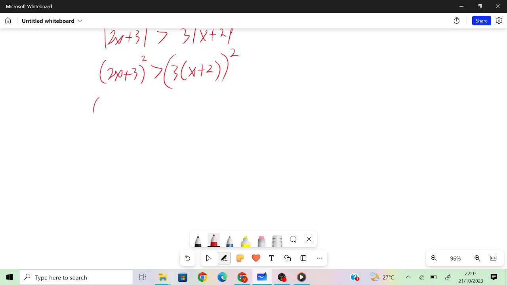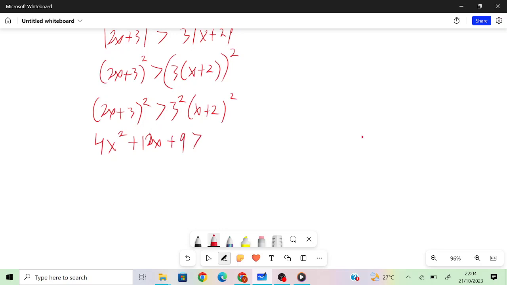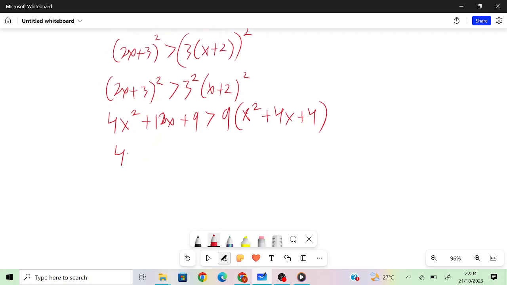So we have (2x + 3) all squared greater than 3 squared into (x + 2) all squared. Now we can go ahead and expand this. We have 4x squared plus 12x plus 9 greater than 9 into (x squared plus 4x plus 4). And this can be simplified further. We have 4x squared plus 12x plus 9 greater than 9x squared plus 36x plus 36.